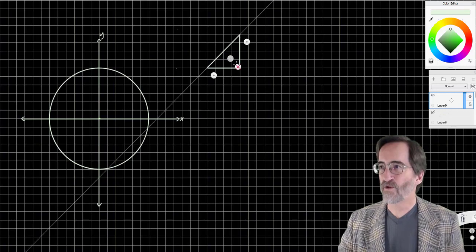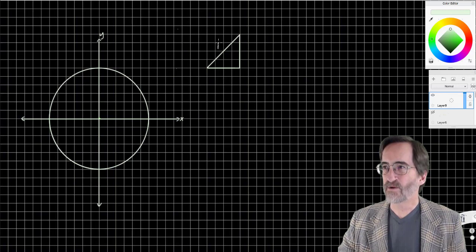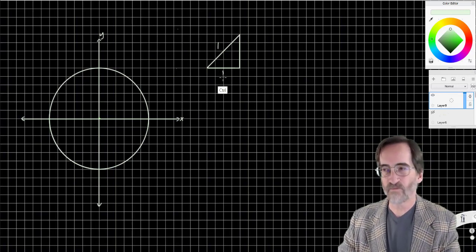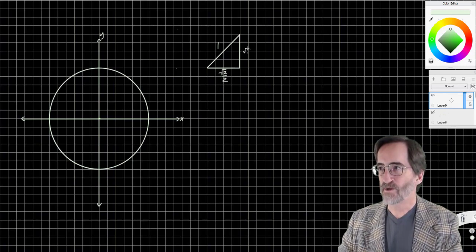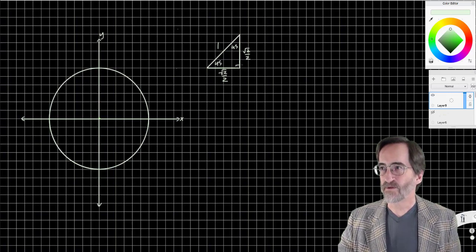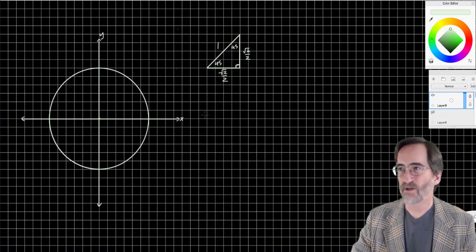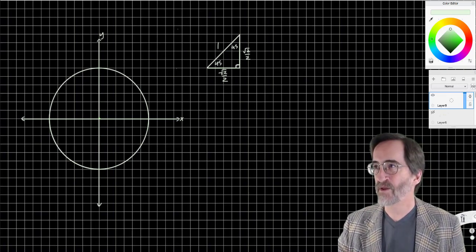A 45, 45 right triangle has sides, if the hypotenuse is 1, has sides 1 over root 2, or, more correctly, root 2 over 2, to rationalize the denominator. 45, 45, 90. That's the sides that you need to memorize, and they do need to be memorized. So if you haven't done so, take some time.